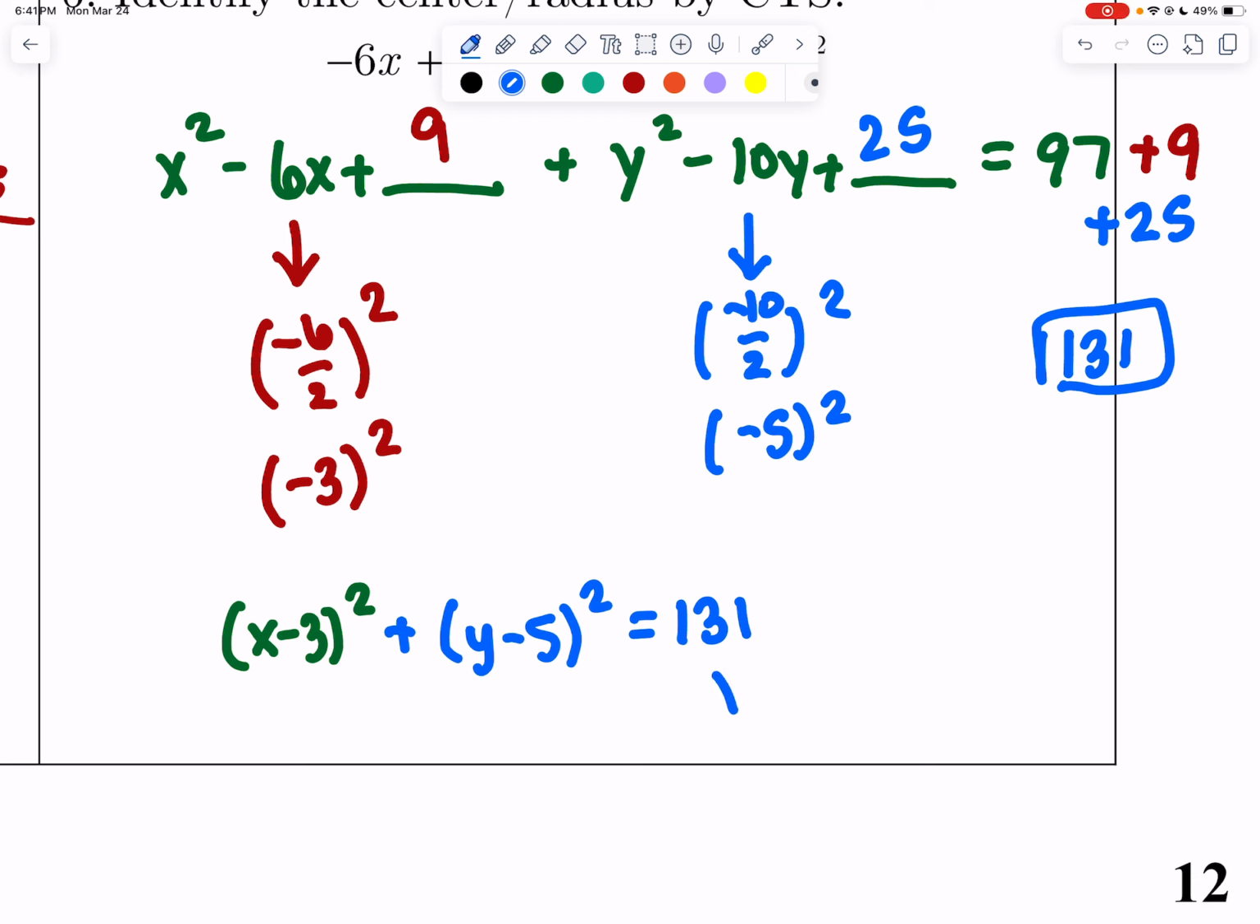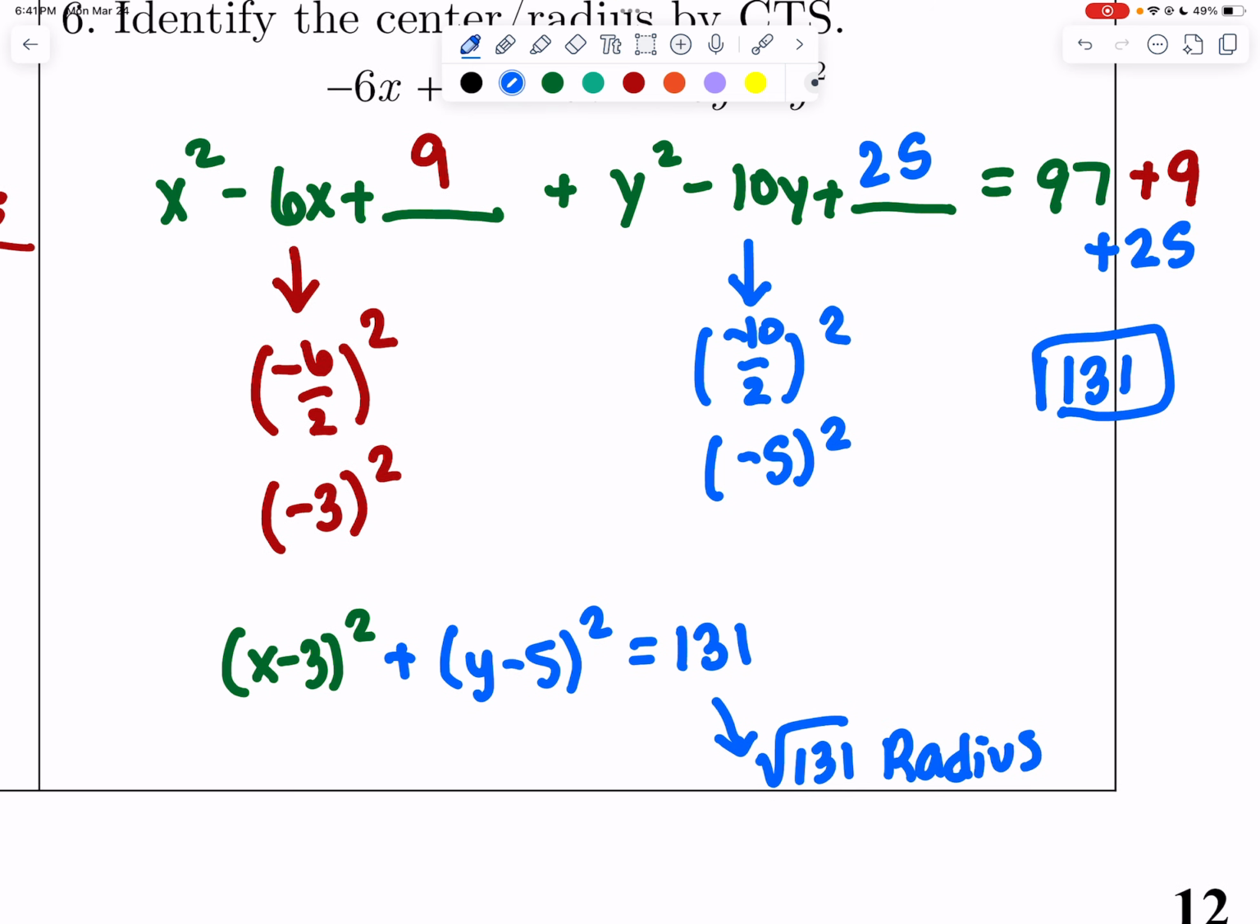Now, I don't know what the square root of 131 is, but this does tell me that that's going to be my radius. And I know it's not the greatest, but it is what it is in terms of this example right here. And then this also tells me that I have a center at 3, 5.